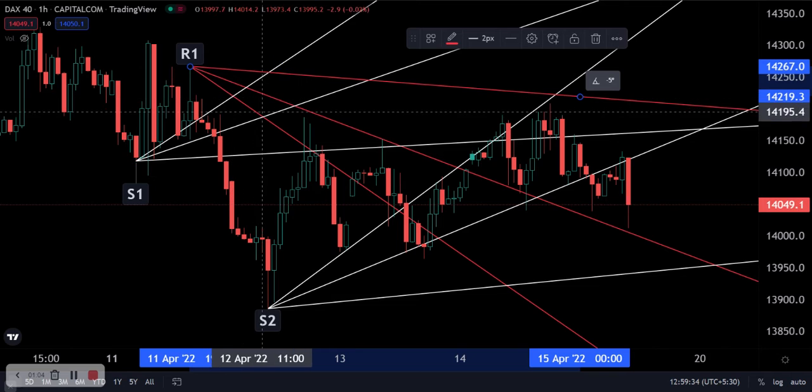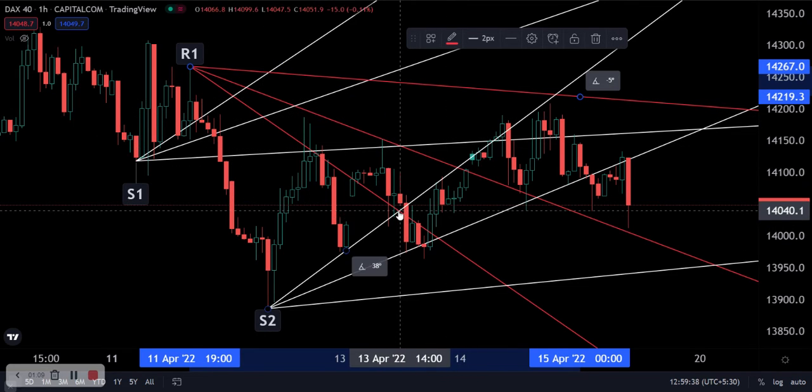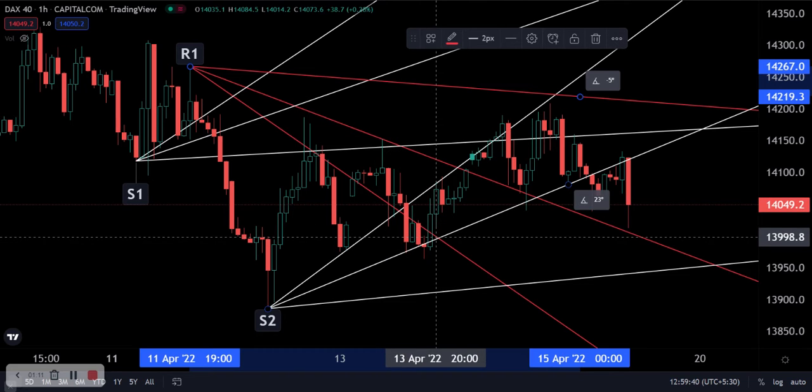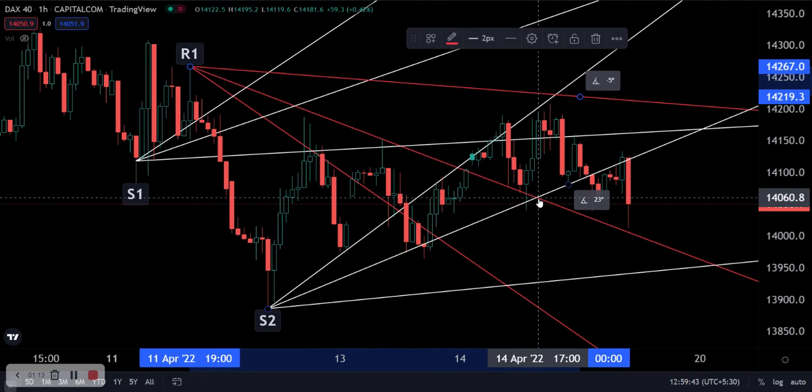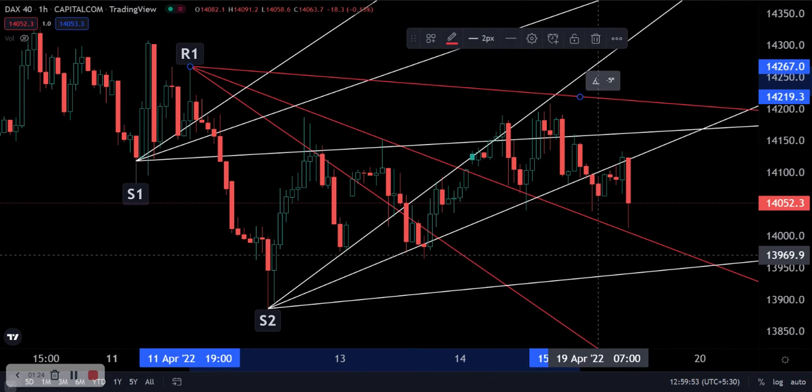And wherever they intersect, those are very important support and resistance levels. Supports if the price is trading above them, resistances if price is below these levels. All right, so you get the idea. Let's dive right into it.